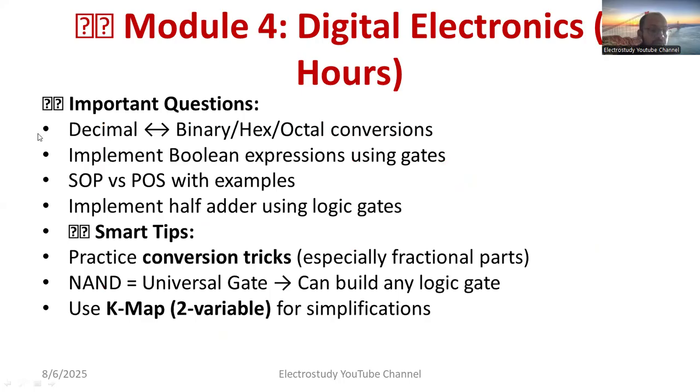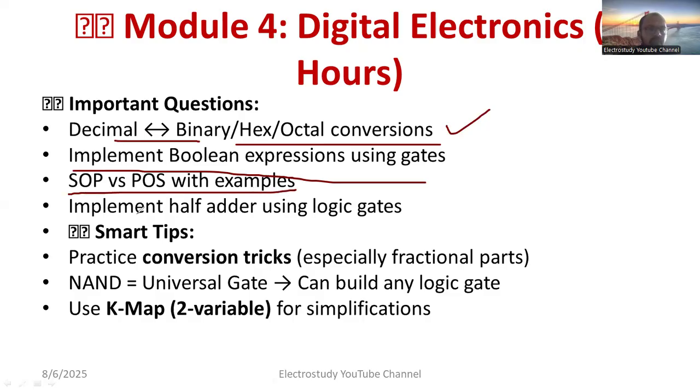Conversion is very important, like decimal to binary, hexa, octal conversion. Try to have your own shortcut so that you can understand and write it at any point during the examination. Implement a Boolean expression using gates. That's also important. Sum of product and product of sum with an example; only simple examples will be asked, so don't make it complicated. Implement a half adder using logic gates. The important tip I would like to suggest: practice conversion tricks, especially the fractional part.